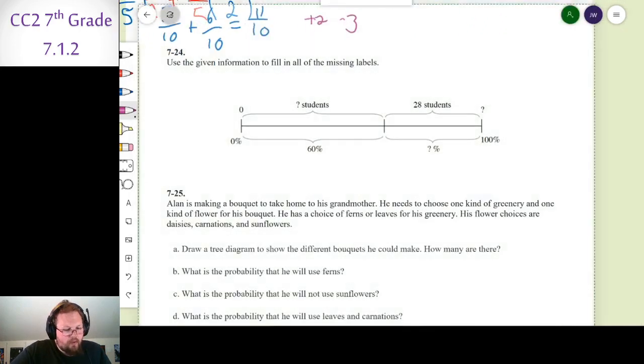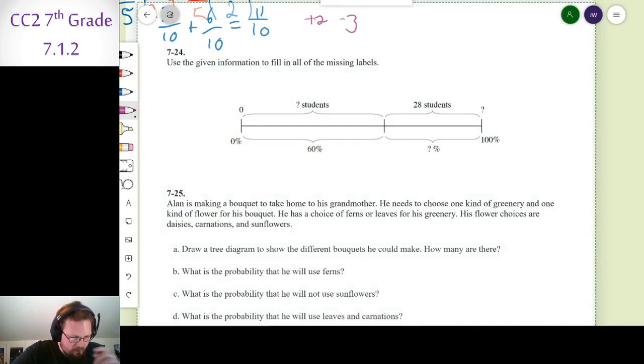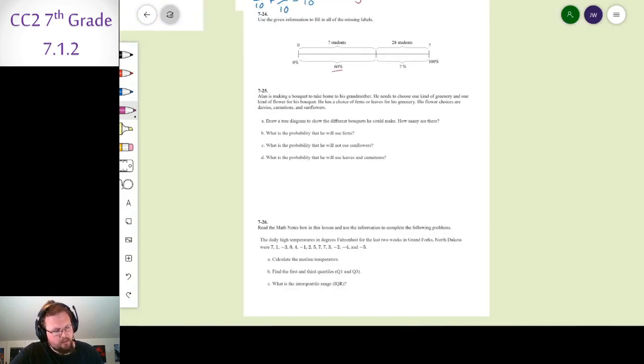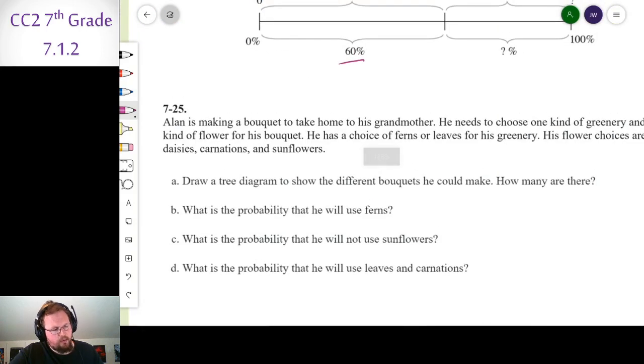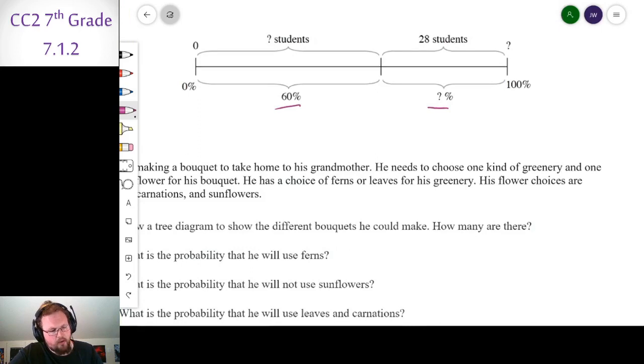7-24, your goal is to figure out what fraction of things you're dealing with. The biggest trick I can give you is that this is 60% of the total. And so if this portion is 60, the remaining part is 40%.